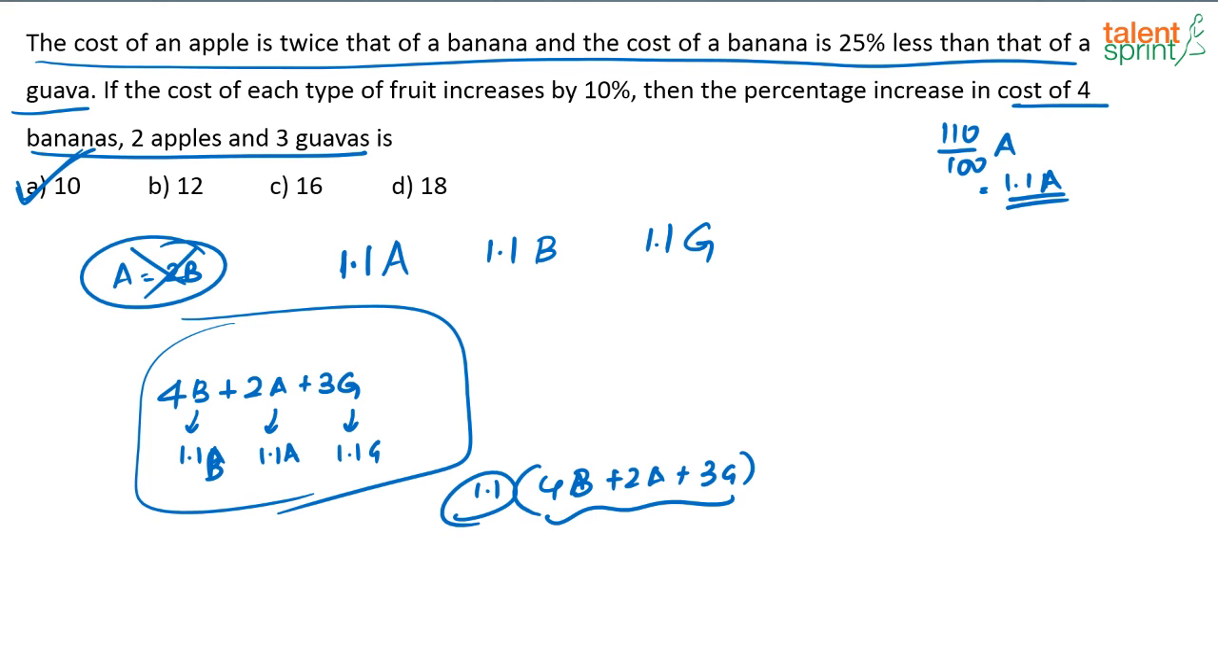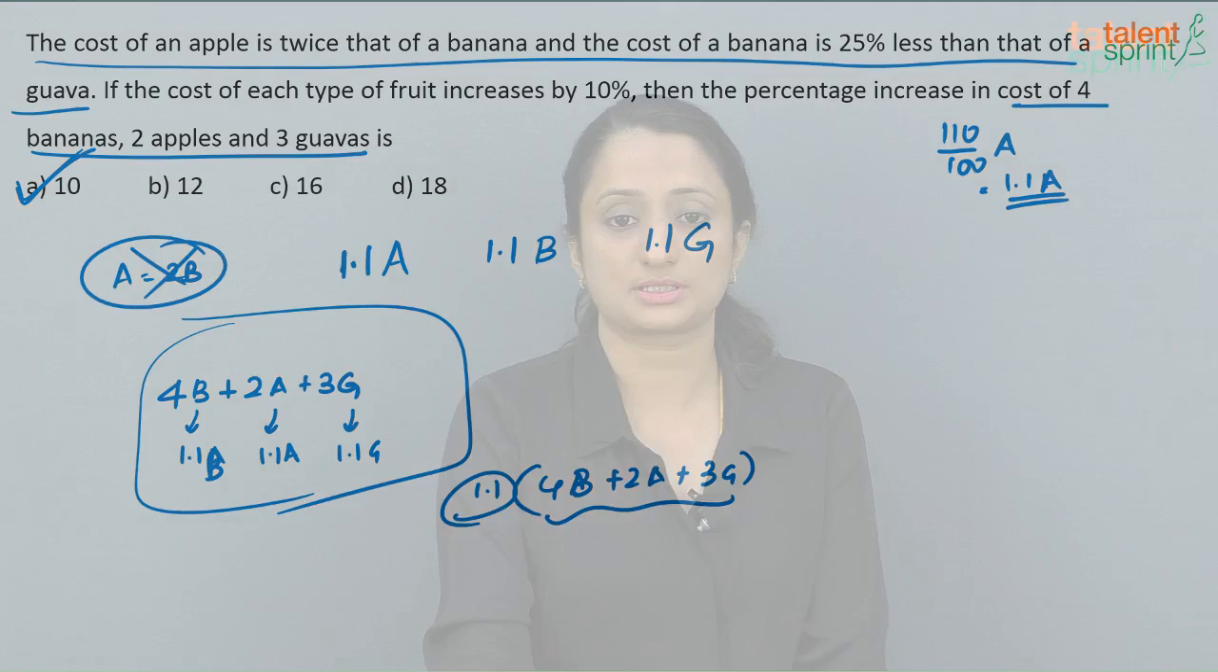For example, if they say cost of banana increased by 10%, cost of apple decreased by 5%. If there is some change in values, then you cannot use this, right? You will have to check and then solve. But here, since there is a constant, same increase in all the 3 quantities and there are only 3 quantities, the net increase will also be 10%. Is it clear, Soni? It's a very easy question.